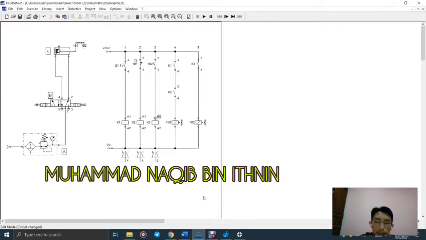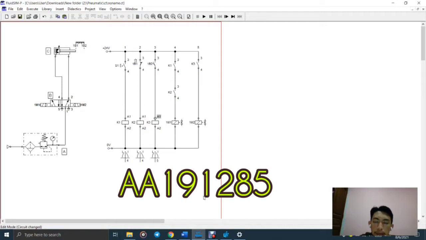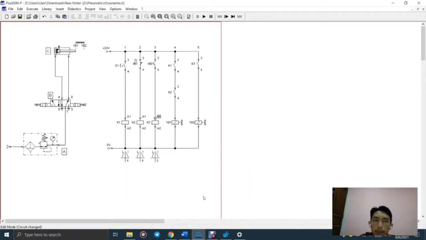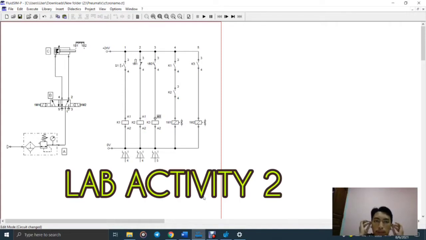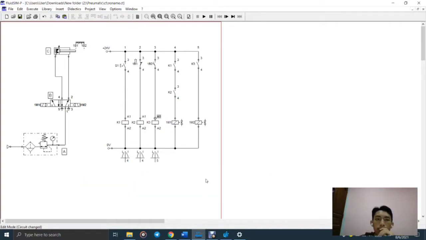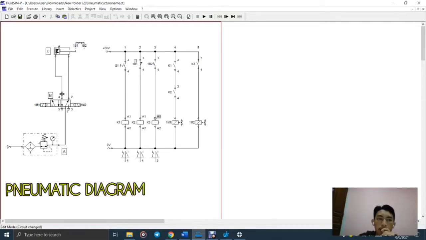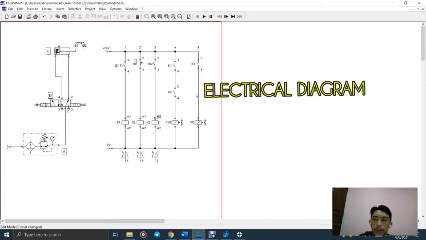My name is Muhammad Akib bin Isnin and my matric number is AA191285. I want to talk about lab activity 2 for LAB4. First and foremost, here are the pneumatic diagram and the electrical diagram.